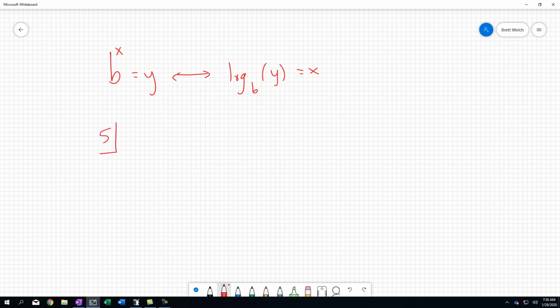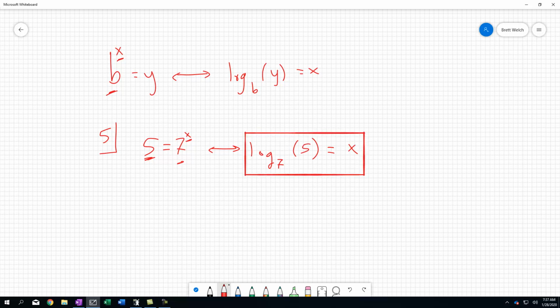Number 5 has 5 equals 7 to the x, and we want to write it as a logarithm. So we're thinking about three pieces. I can tell that b in this problem is 7, so b should be 7 as a subscript. The exponent, x, is still x, so I know that this logarithm will equal x. And the number I haven't used, the thing that the exponential was equal to, was 5, so 5 goes in the parentheses. And there's my number 5.